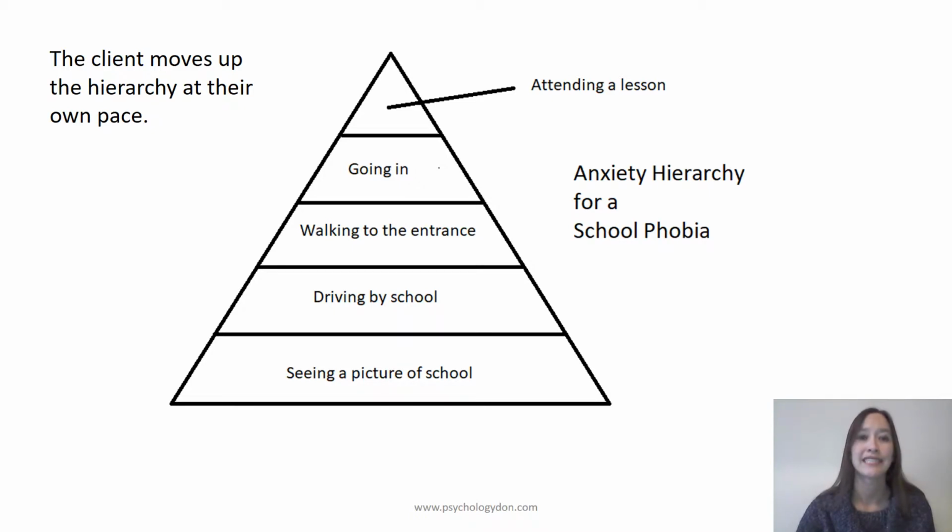One process in systematic desensitization is creating an anxiety hierarchy. For example, if someone has a school phobia, they might put at the bottom of their hierarchy seeing a picture of their school, which they find less scary. And then at the top of their hierarchy, they might put attending a lesson as being most scary. The client then moves up the hierarchy at their own pace.